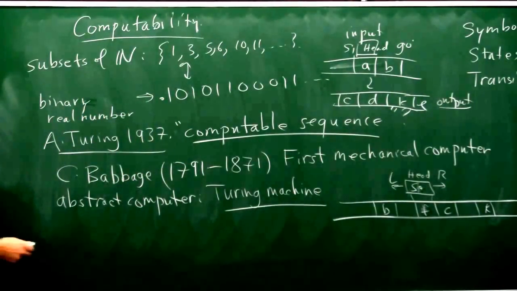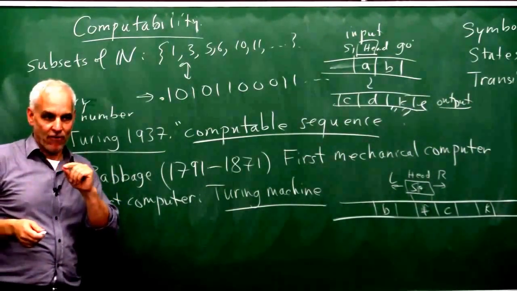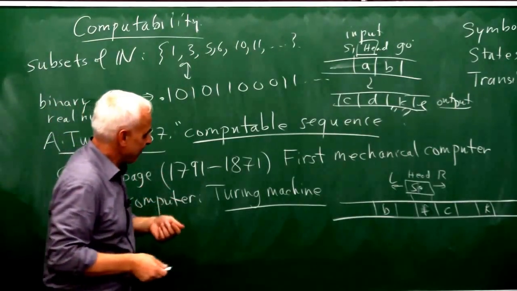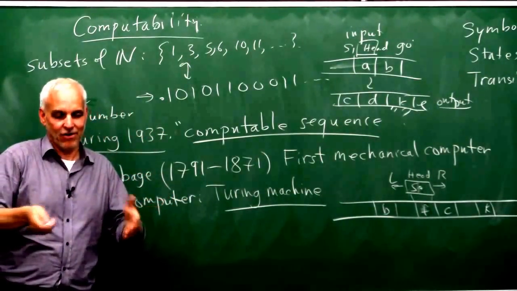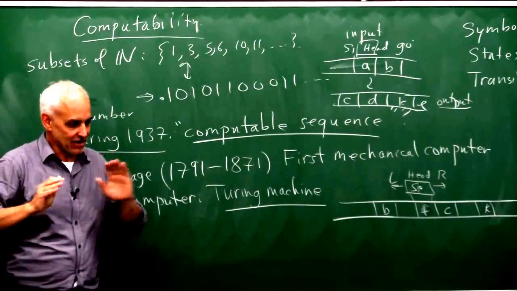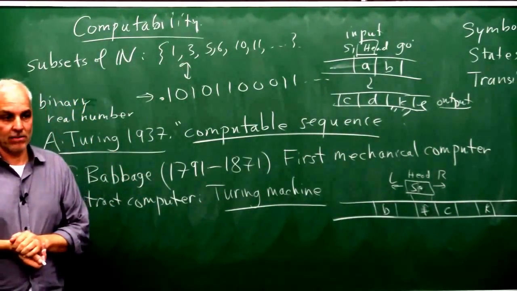So Turing realized that although this is rather rudimentary, it's still surprisingly powerful. In fact, anything that a modern computer can do, more or less, at least in a deterministic fashion, a Turing machine can do as well.